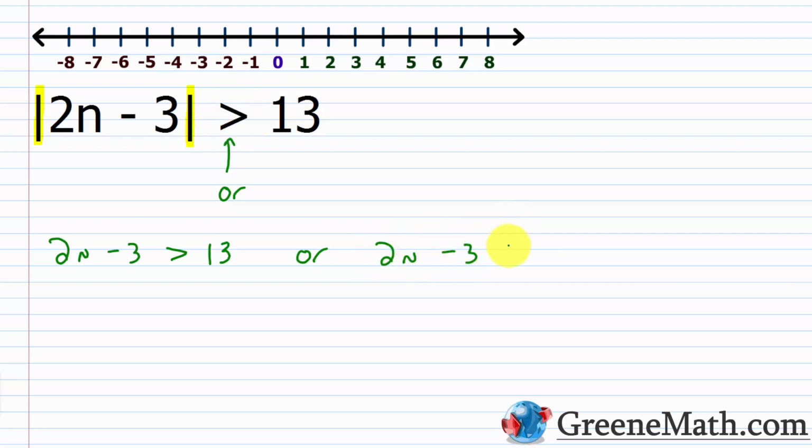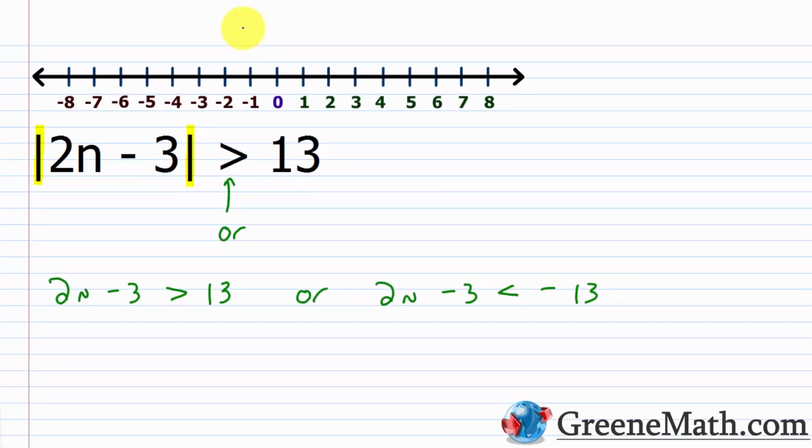Flip the sign. So it's a less than. Make this negative. So -13. Again, the easy way to remember this, go back to your generic example. The absolute value of x is greater than k. So this turns into x is greater than k or x is less than -k. Just use this as an example on the first few and you'll remember.